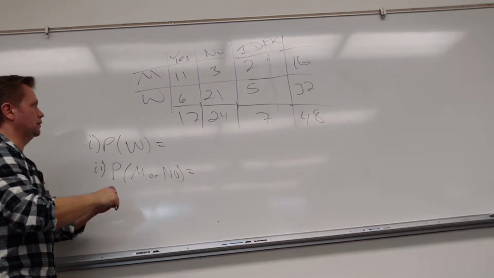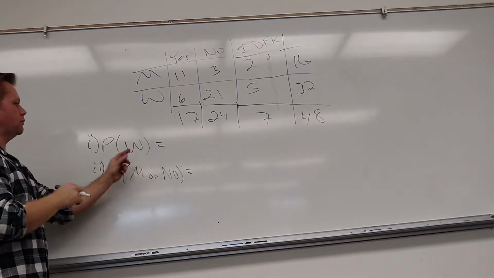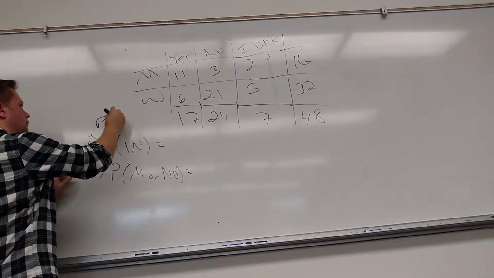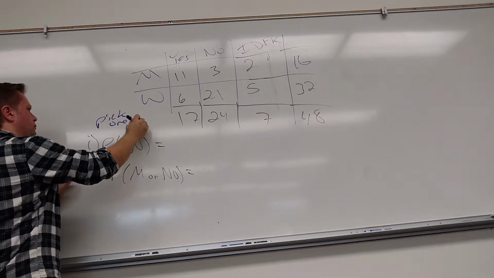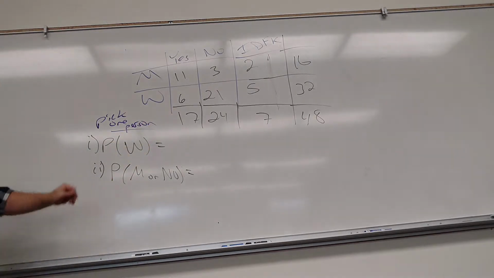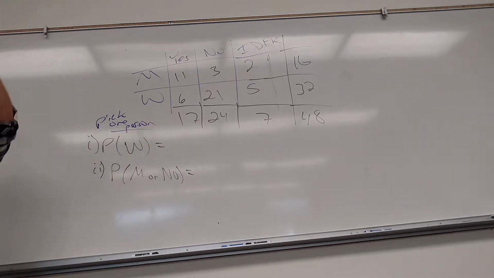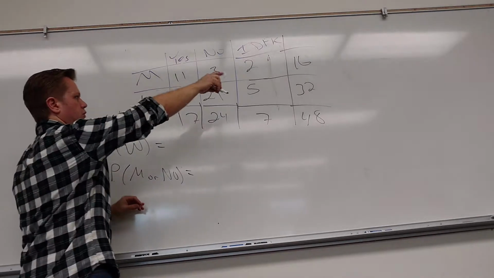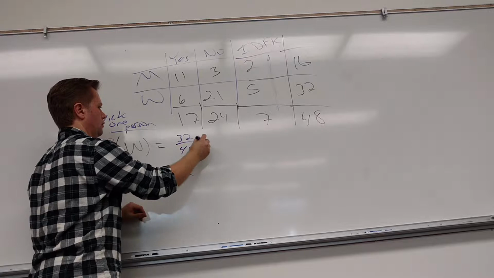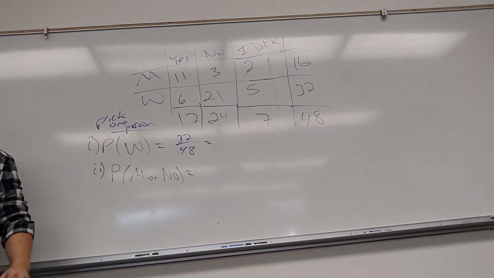What is the probability, if I picked one person? Be very specific, because I could pick several people from this, and that makes it really gross. If I picked one person, what's the probability that the person I picked was a woman? Yeah, 32 out of 48, which you can reduce.